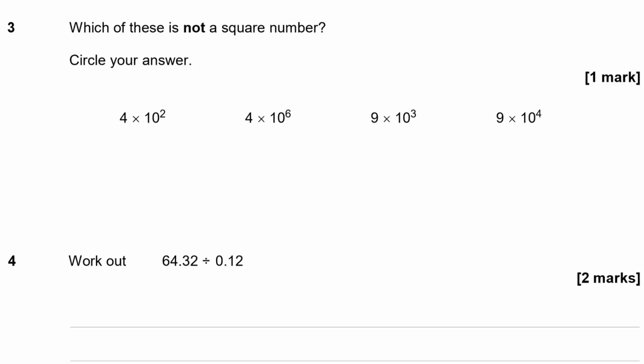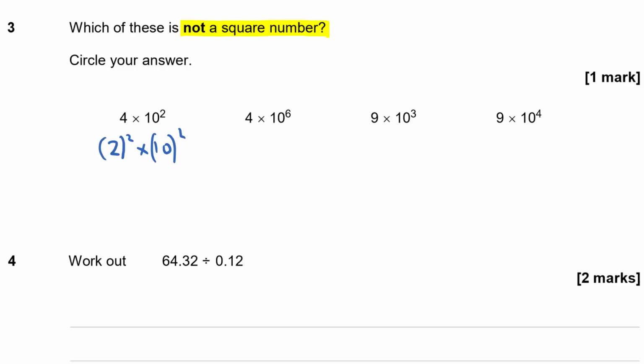Question 3 wants us to work out which of these is not a square number. Now if these numbers are all made up of 2 parts, then if they're square each part of them needs to be a square. So you can see with this first one, 4 times 10 to the power 2, well that's 2 squared times 10 squared. So both parts of that number are squares, so the number itself is a square.